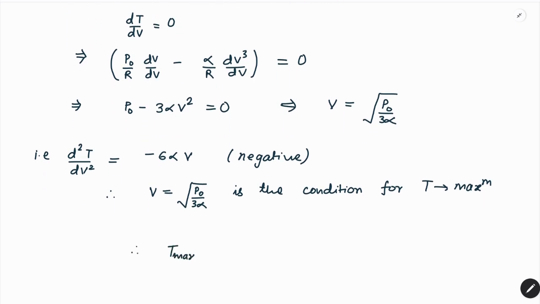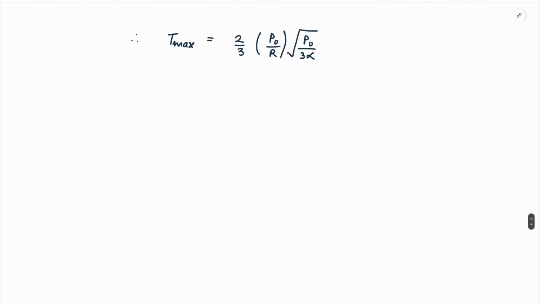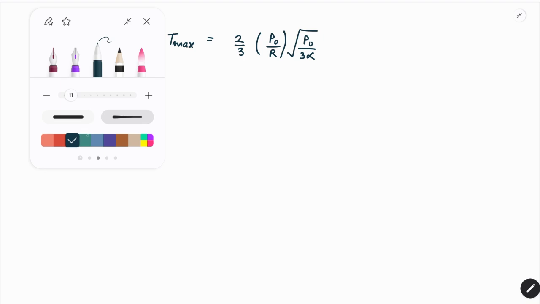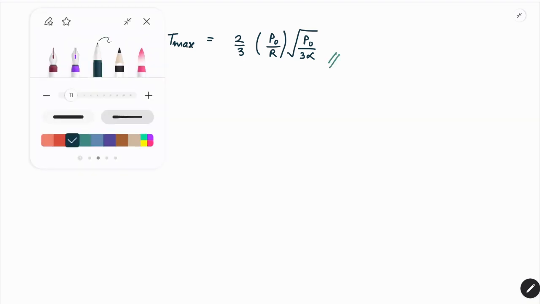Therefore T maximum turns out to be 2 by 3 P naught by R times root over P naught by 3 alpha. So this is the first part of the problem which we have solved. This is the part A of the problem. In part B, again we will be repeating the same process. This time the only difference is the process equation. Now we are moving to the second part of the problem.